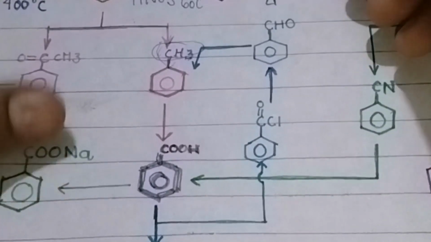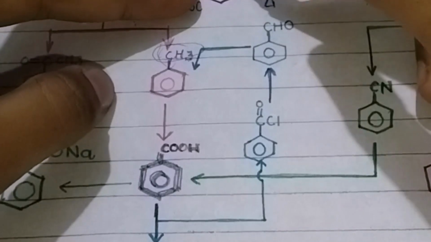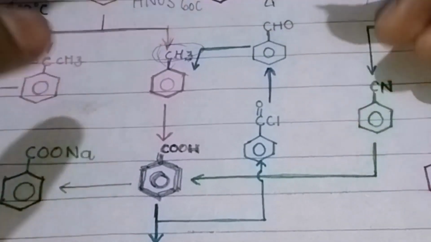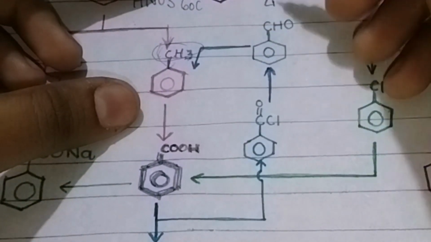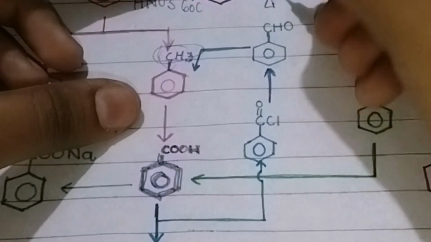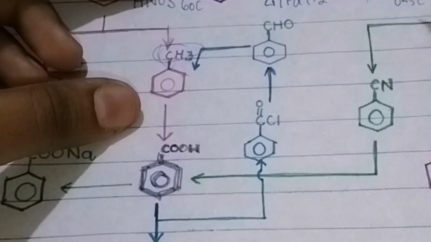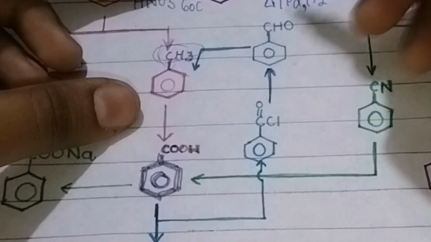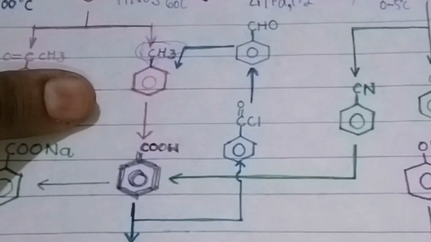Another conversion: we will be needing aniline from nitrobenzene. Now what are we going to do? We're going to use Sn/HCl and heat, or we can also use palladium and H2. We can use either of these reagents to form aniline from nitrobenzene.